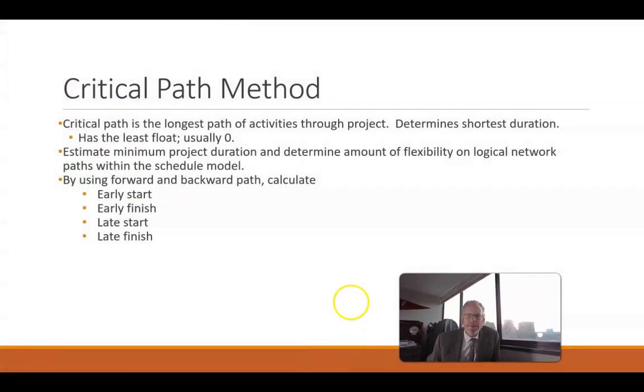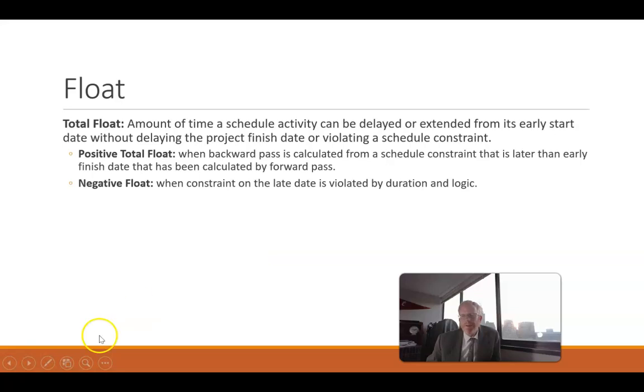Similarly, if we start early and end early, well then we have an early finish date. If we start late and end late, not necessarily late, but the latest we can without affecting the critical path or the project itself, then we have our late start and our late finish date. These are probably easiest to look at through an example, which we'll take a look at in just a moment. But first, I want to talk a little bit about float.